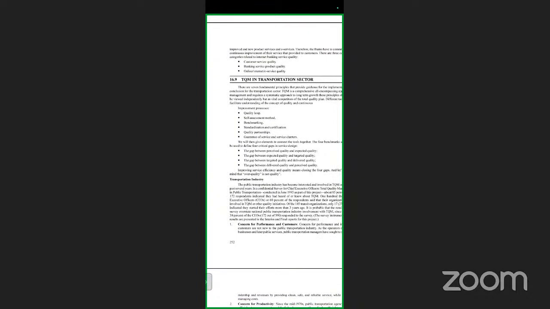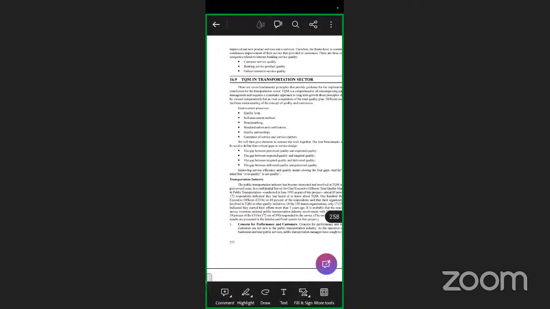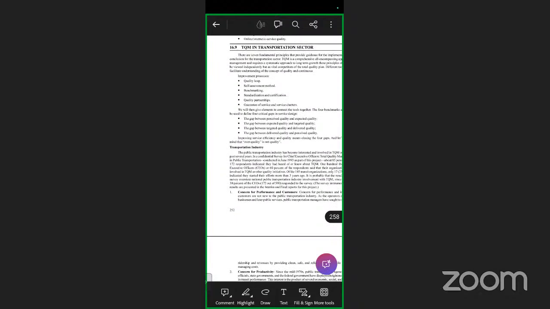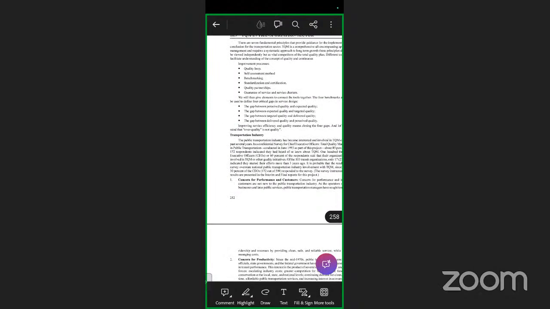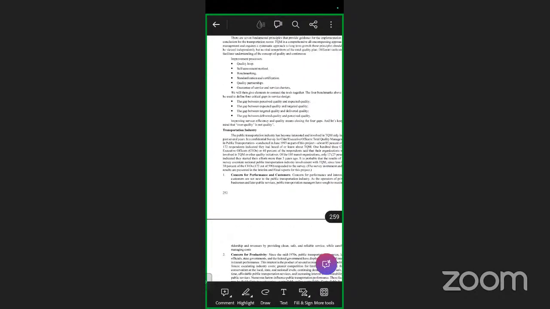So here TQM in the transport sector, like transport, I already mentioned the transport sector. Transport, logistics and hospital. Quality loop, self-assessment method, benchmarking, standardization and correlation, quality partnership, guarantee of service and service characteristics, service quality. Transportation industry, we already discussed.